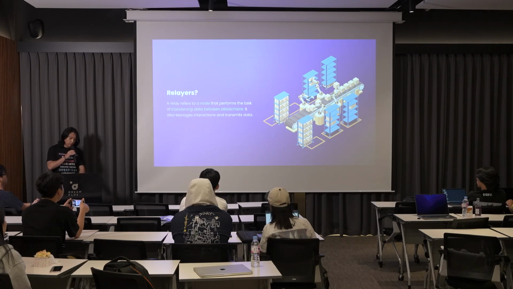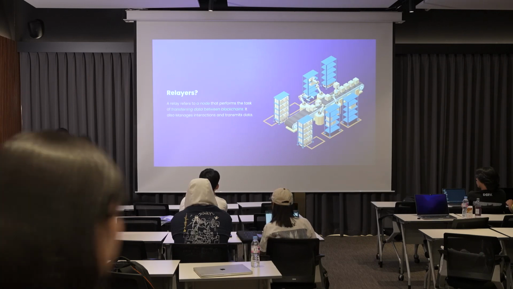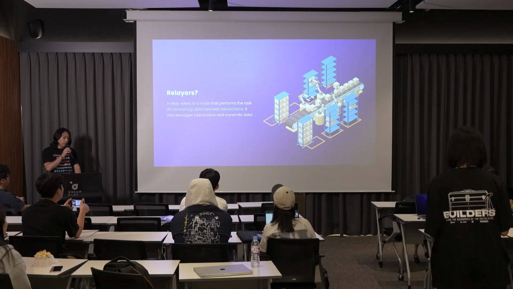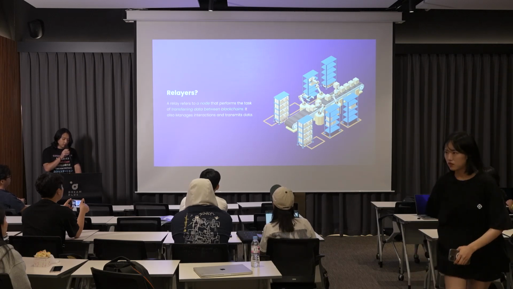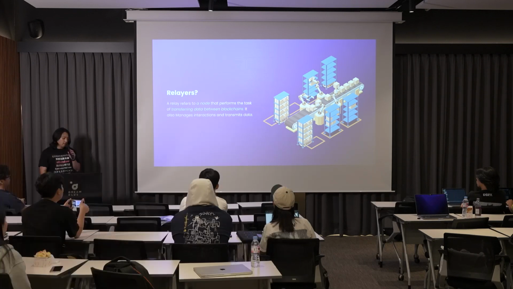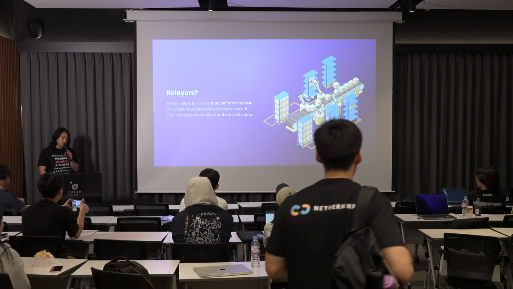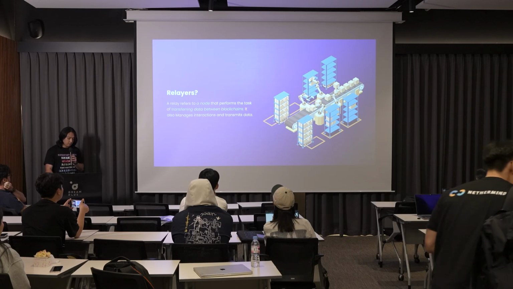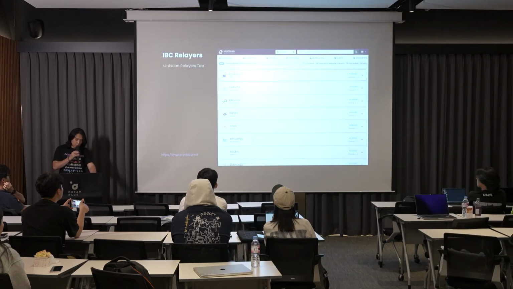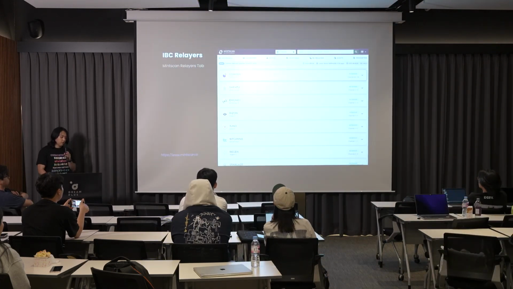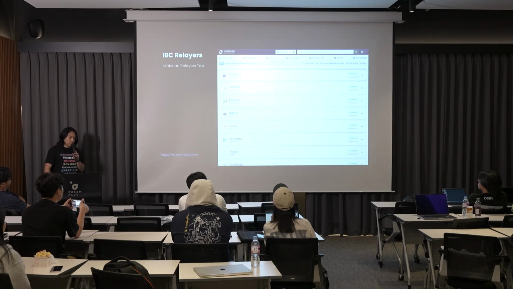Now, you might be curious about what this relayer is and what it does. A relayer refers to a node that performs the role of transmitting data between blockchains. You can think of them as intermediaries that manage interactions and transfer data. If you go to the Mintscan Relayer tab, you will see a list of relayers like this. Here, the listed chains are blockchains connected by IBC to the Cosmos Hub.